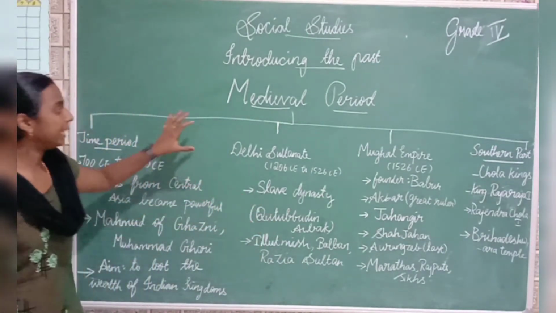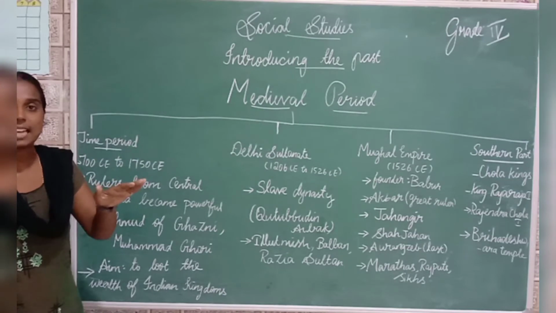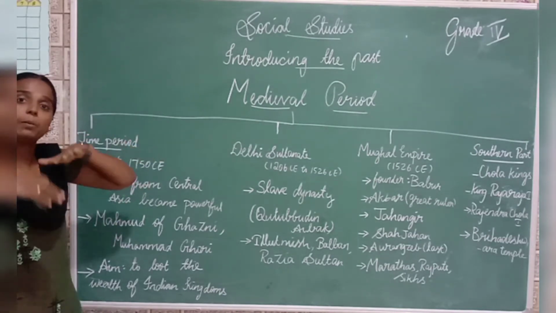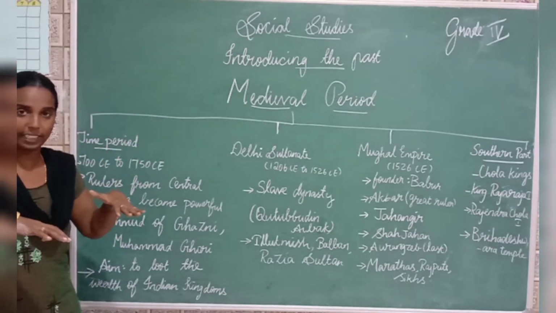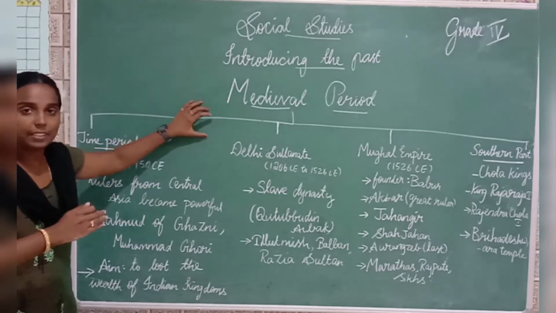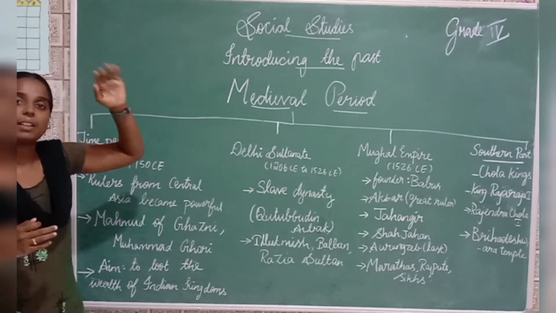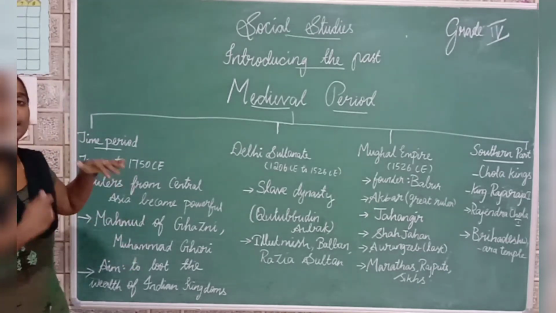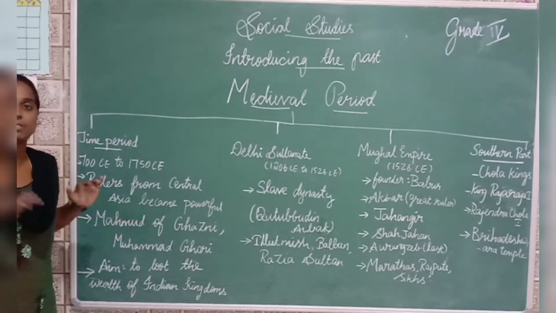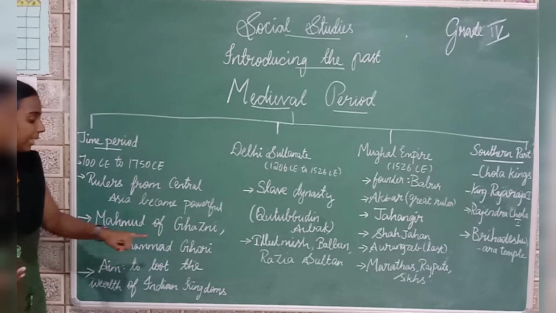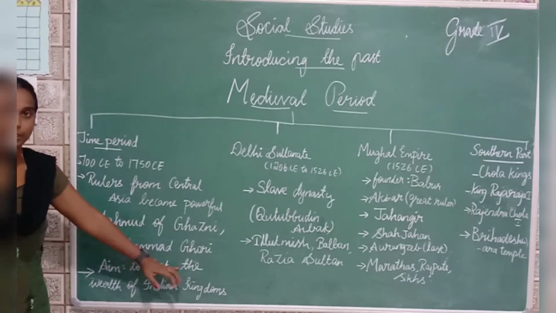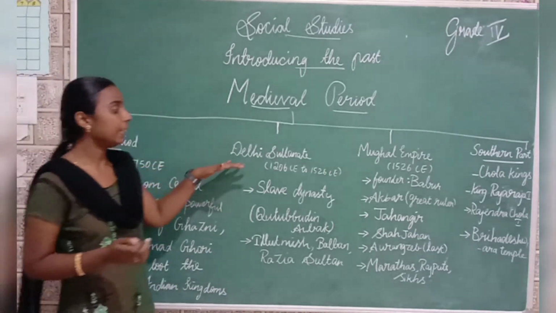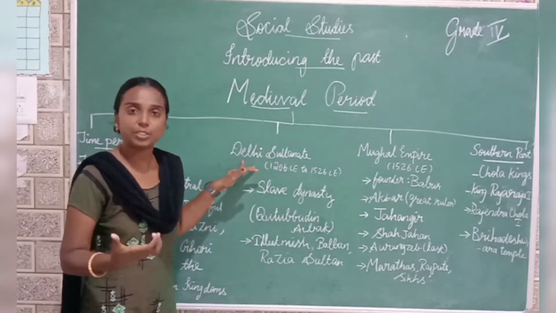So in the beginning of the medieval period, what is happening? Before, in the ancient period, only Indian rulers were ruling our country. But in the beginning of this medieval period, rulers from Central Asia started to rule our country. In the beginning, the important rulers from Central Asia were Muhammad of Ghazni and Muhammad Ghori. And then what happened? The Delhi Sultanate began to rise.